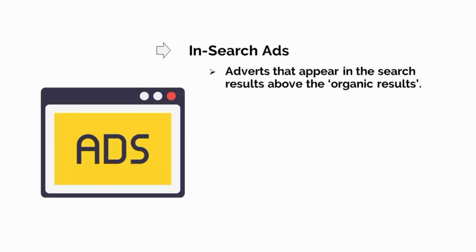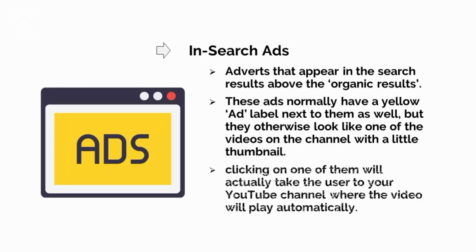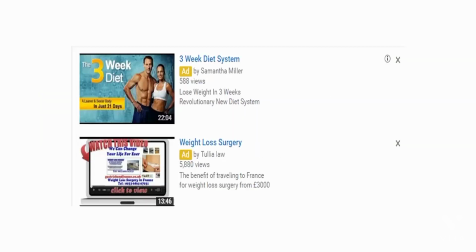In-search ads, meanwhile, are adverts that appear in the search results above the organic results. These ads normally have a little ad label next to them as well, but otherwise they look like one of the videos on the channel with a little thumbnail. In-search ads behave a little differently from other videos on YouTube and from other adverts. This is because clicking on one of them will actually take the user to your YouTube channel where the video will play automatically.